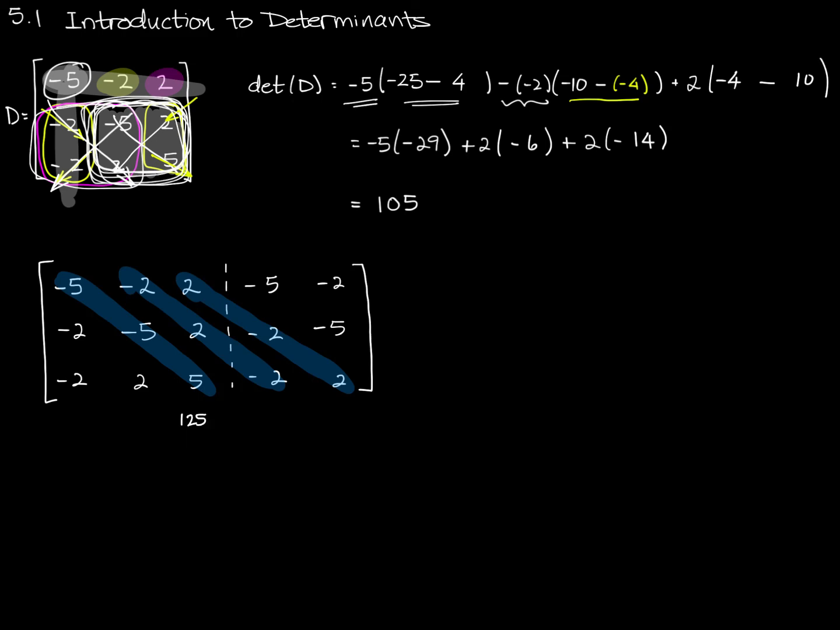Then I'll do the same thing for the other 2 diagonals. Negative 2 times negative 2 is 8. And 2 times negative 2 times positive 2 is negative 8. And then I'm going to add these up. So let's just do this, and I get 125.